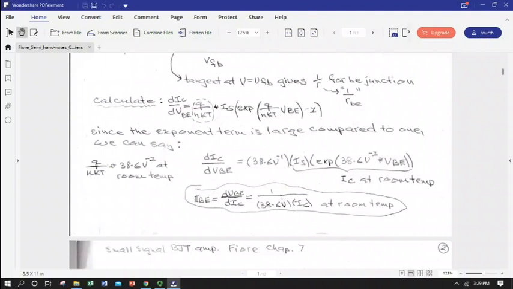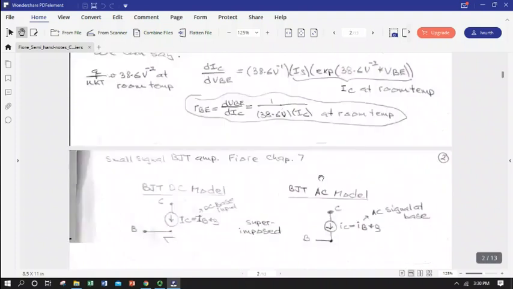So we have a little r to indicate that there's a resistance to an AC signal. So this says the resistance of the base emitter junction to an AC signal going between the base and the emitter is equal to 1 over 38.6 volts times the collector current. So that's basically 1 over effectively a conductance. So we will use this equation every time we create an AC model.